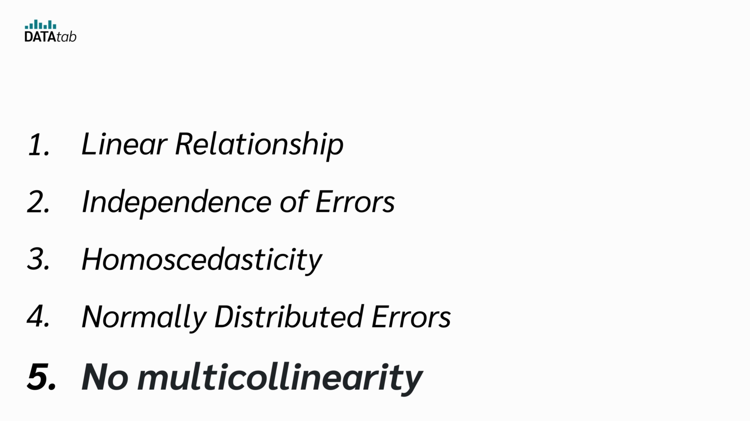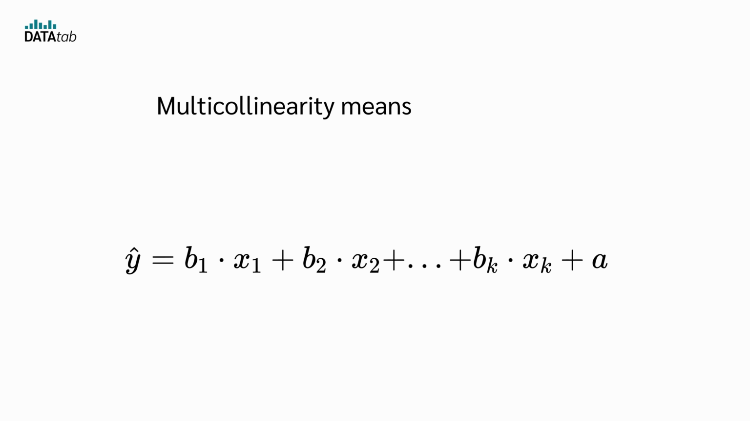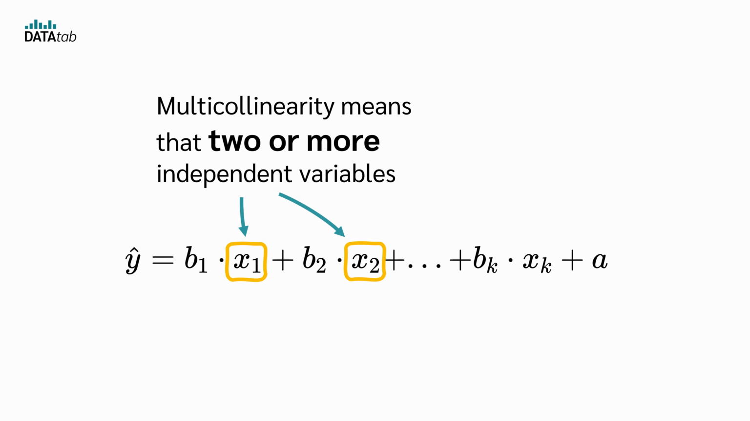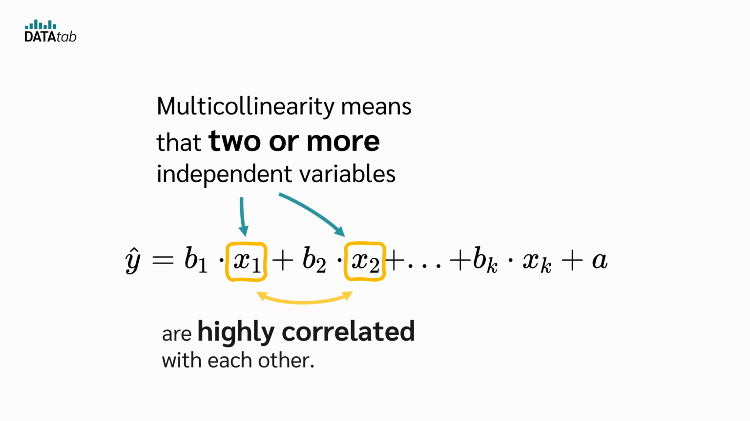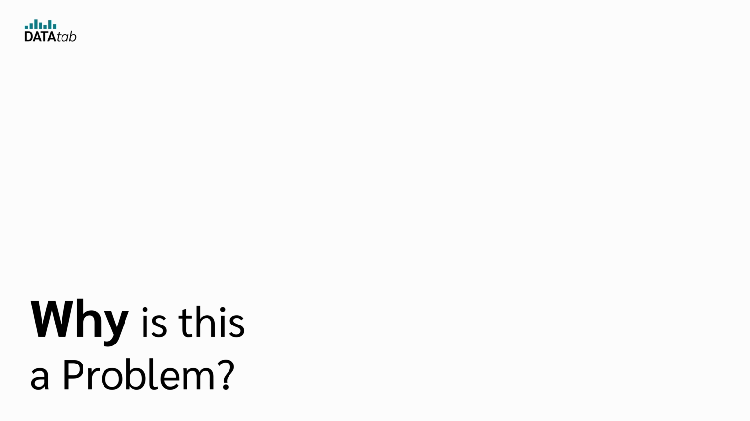And what about the 5th assumption, no multicollinearity? First of all, what is multicollinearity in regression? Multicollinearity means that two or more independent variables are highly correlated with each other. As a result, the effect of individual variables cannot be clearly separated. Why is that a problem?